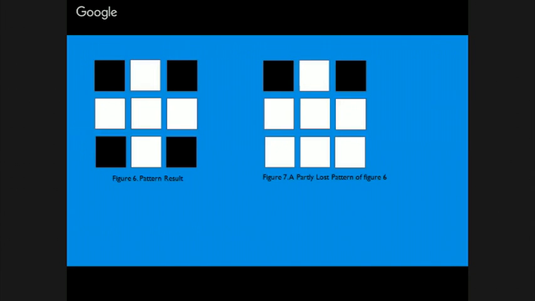If we have to write down the vector for this pattern, what would that vector be? For the first cell, we'll write a 1, then minus 1, 1, minus 1, minus 1, minus 1, then 1, minus 1, 1. So these are the 9 elements of this pattern.